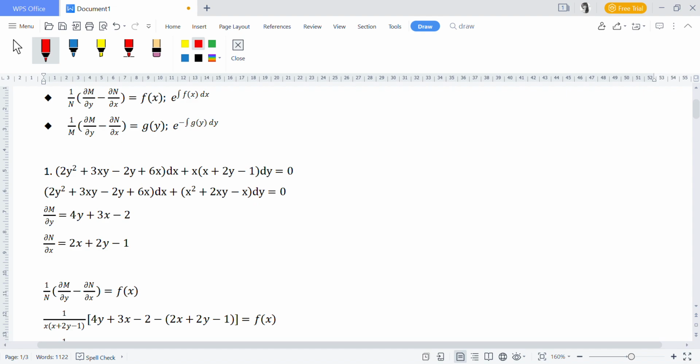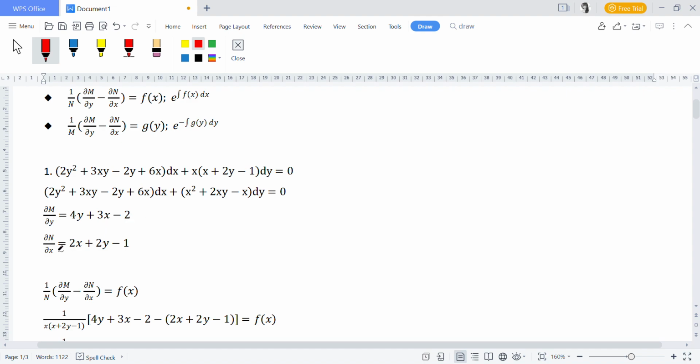Of course, first let's test if this equation is exact by checking whether the partial of M in terms of y is equal to the partial of N in terms of x. Now let's first solve for the partial of M in terms of y by using this equation and deriving this with respect to y. So the derivative of 2y squared is simply 4y, and the derivative of 3xy is 3x, and the derivative of negative 2y is negative 2. And the derivative of 6x is equivalent to 0.